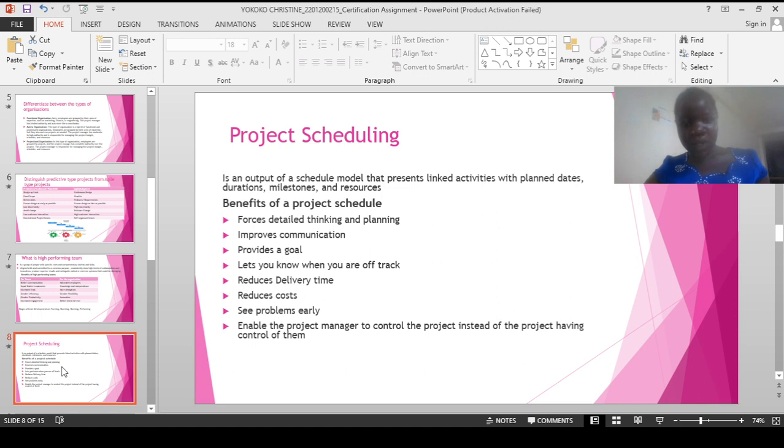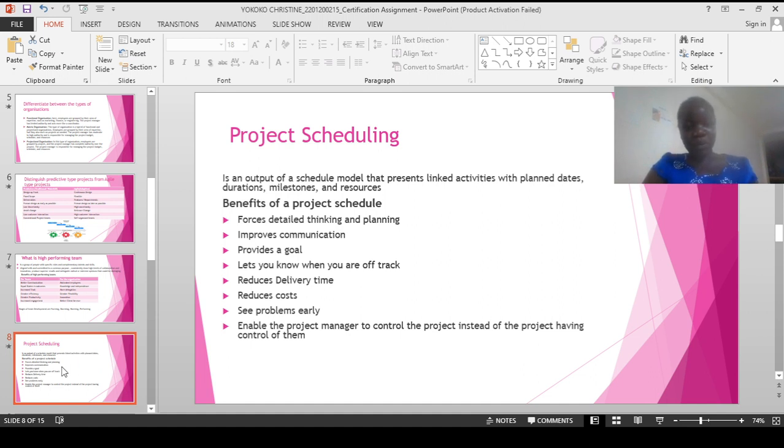One, it forces detailed thinking and planning. It will be important to provide for you the resources needed, the date, those kinds of things. It will be important to make you think and plan well. And then it improves communication. And then it provides a goal. It lets you know when you are off track. Having a project schedule, it will be important to guide you.